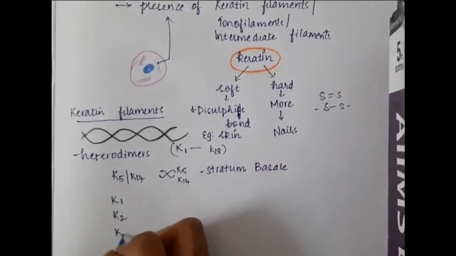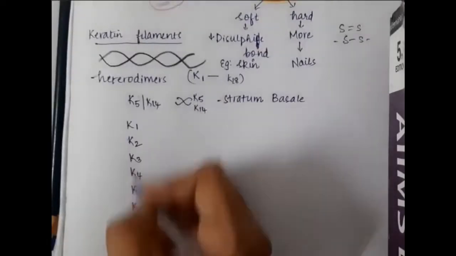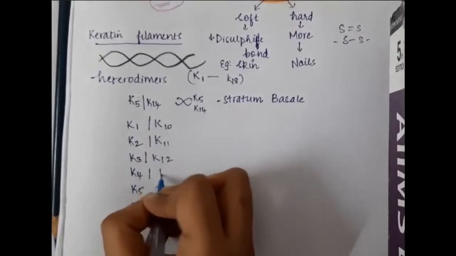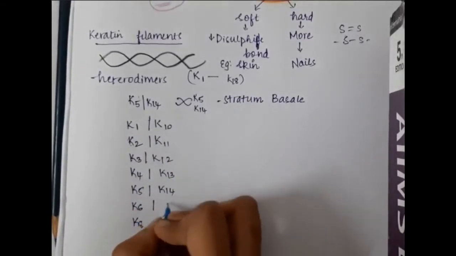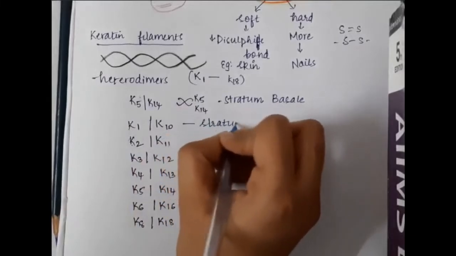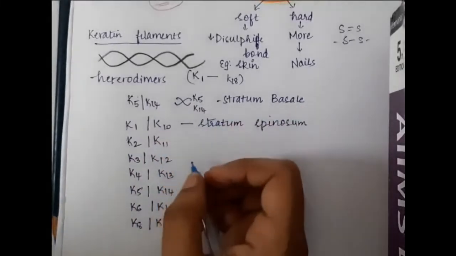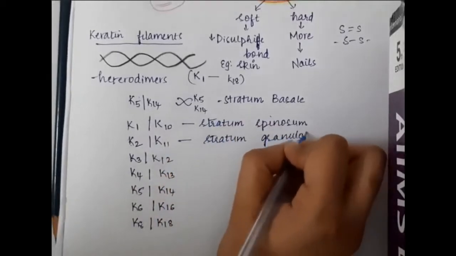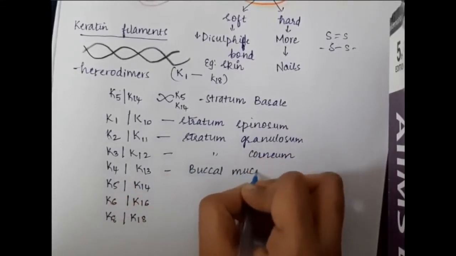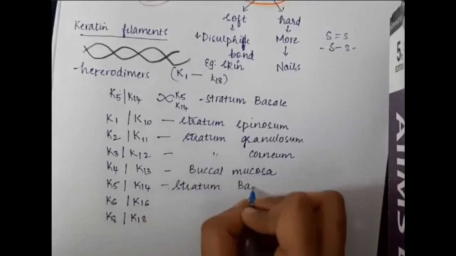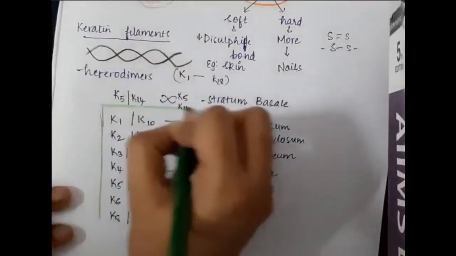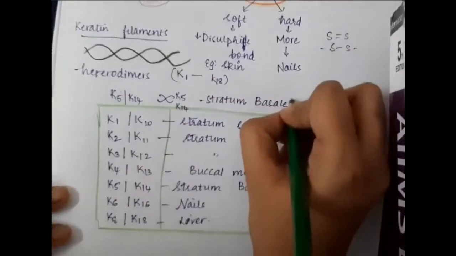K1, K2, K3, K4, K5, K6, K8. This is how I remember. After K8 it goes K10, K11, K12, K13, K14, then K16, 6 for 16 and 8 for 18. So first, K1 and K10 are in stratum spinosum. Then K2 and K11 are in stratum granulosum. Then K3 and K12 are in stratum corneum. Then K4 and K13 are in buccal mucosa. K5 and K14 are in stratum basale. Then K6 and K16 are present in nails. K8 and K18 are in liver. This is the important table which we should remember.